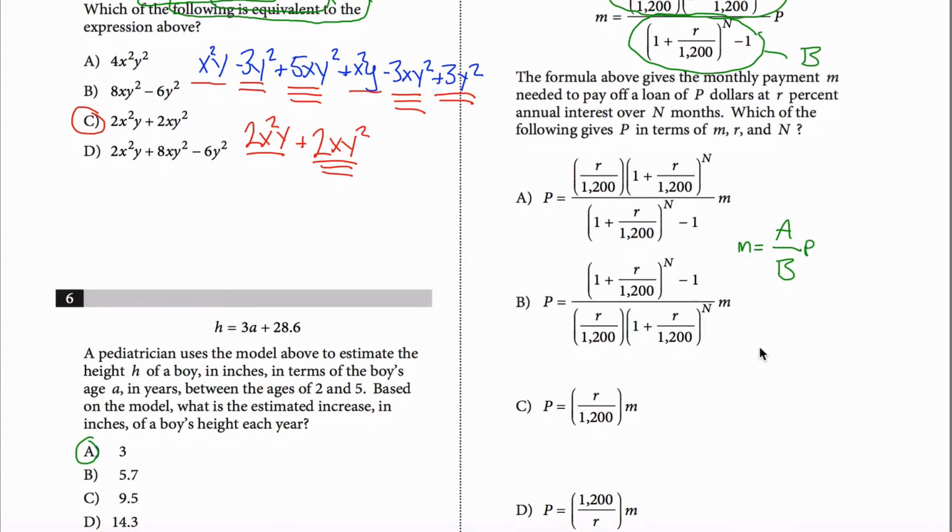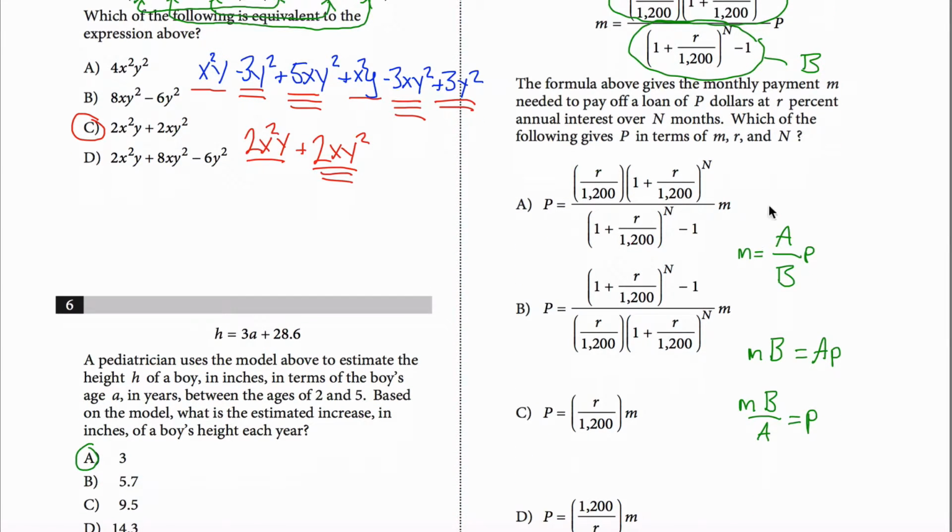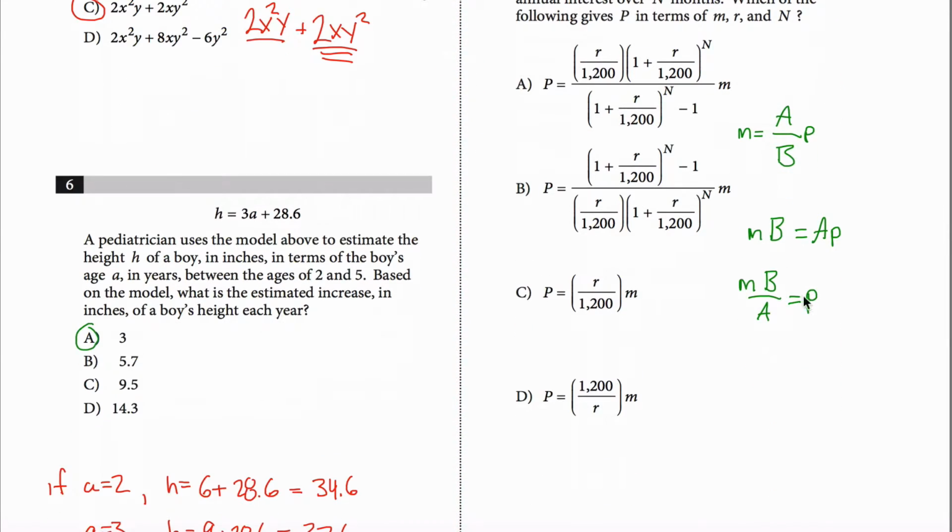Multiply both sides by B, and you get M times B equals A times P. And now divide both sides of the equation by A, and you get M times B divided by A is equal to P. But remember, B is all this stuff, and A is all this stuff. So all we're saying is that P is equal to M times the stuff that used to be on the bottom divided by the stuff that used to be up on top.